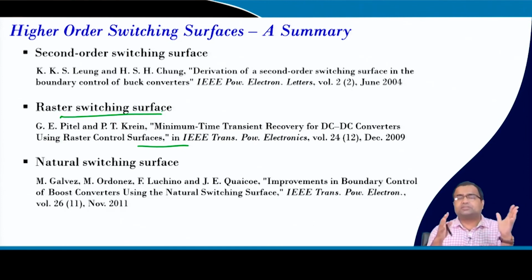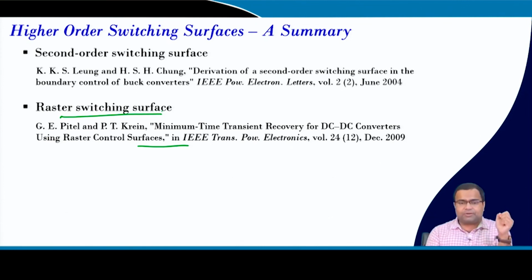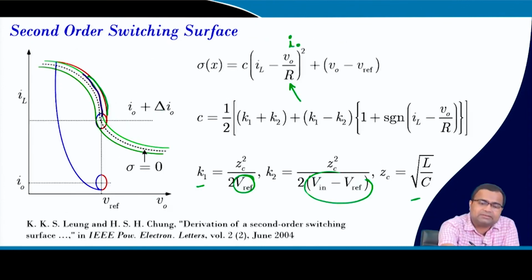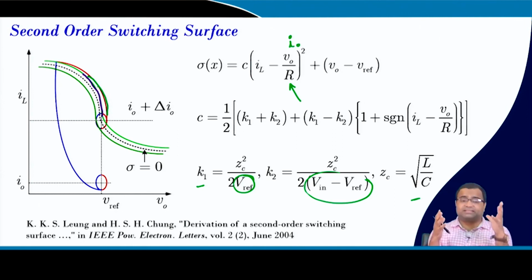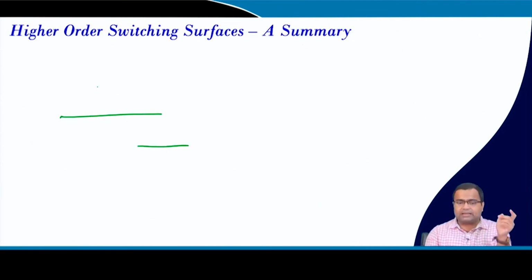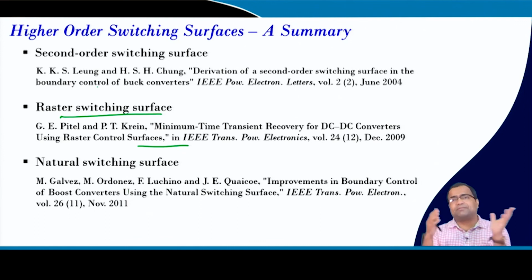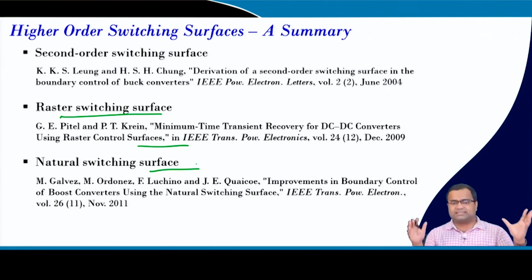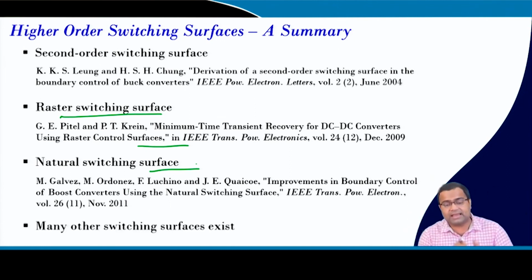The other one is the natural switching behavior, where we want to achieve the target trajectory, and that can be achieved if we normalize the state variable with respect to its operating point. If you do that, then you can achieve perfect time optimal control, but the implementation may be slightly difficult because you need to normalize the parameter, but these techniques are also very effective. So, all these techniques, higher order natural switching surface, can lead to time optimal performance for arbitrary transient scenarios. Many other switching surfaces exist which can achieve very fast transient response.